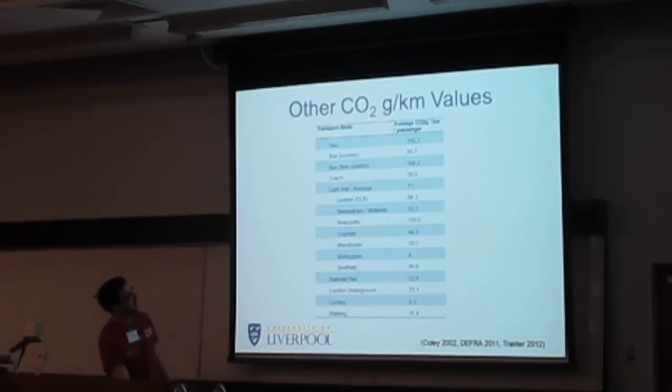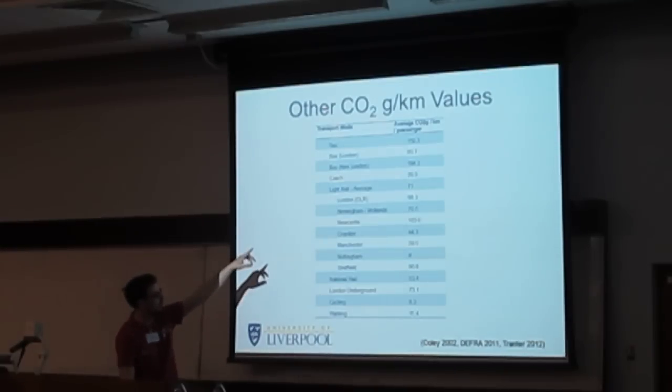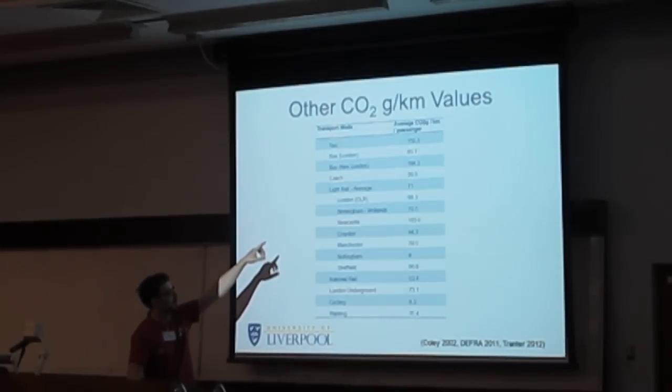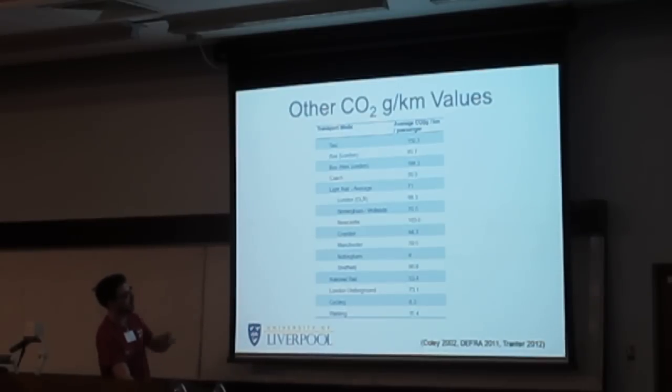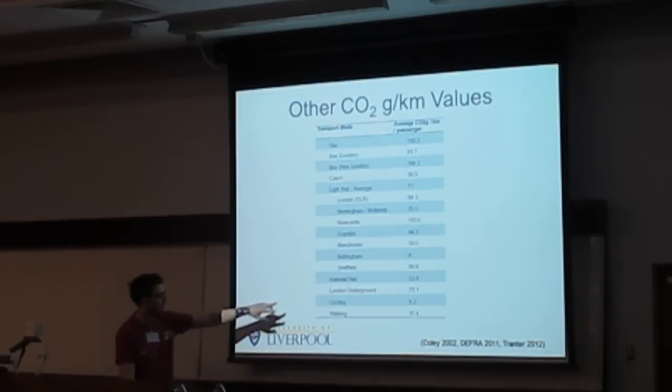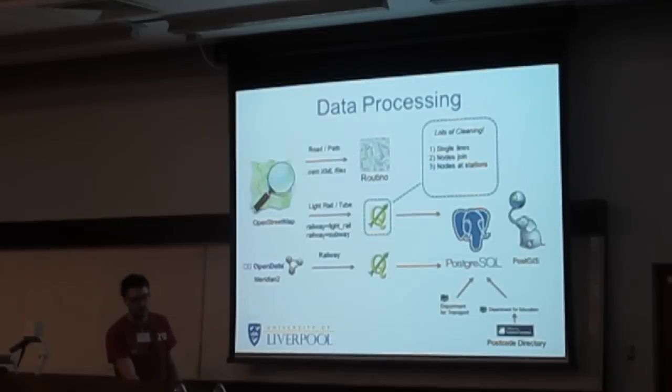And then these are the values which the government used from their own CO2 modelling estimates for the different transport types, so taxis, buses. They differentiate between London and non-London buses, coaches. They've also got estimates for the different types of light rail networks. And then these last two, cycling and walking, also have CO2 emissions attributed to them. So those are the other estimates of the model.